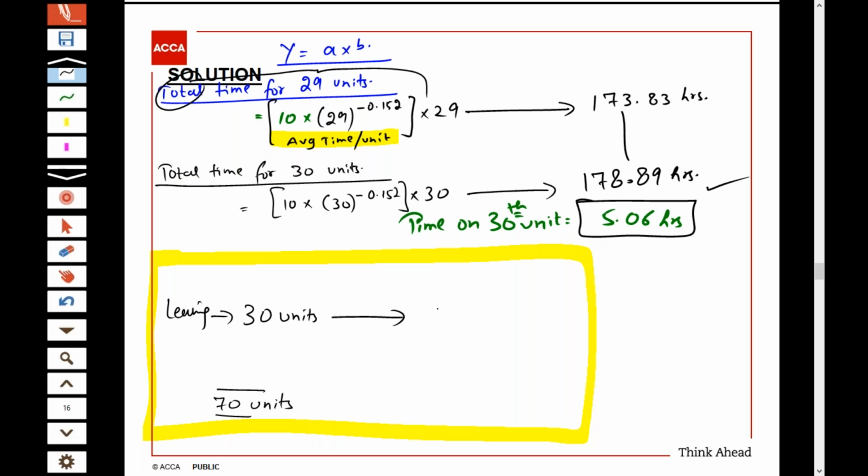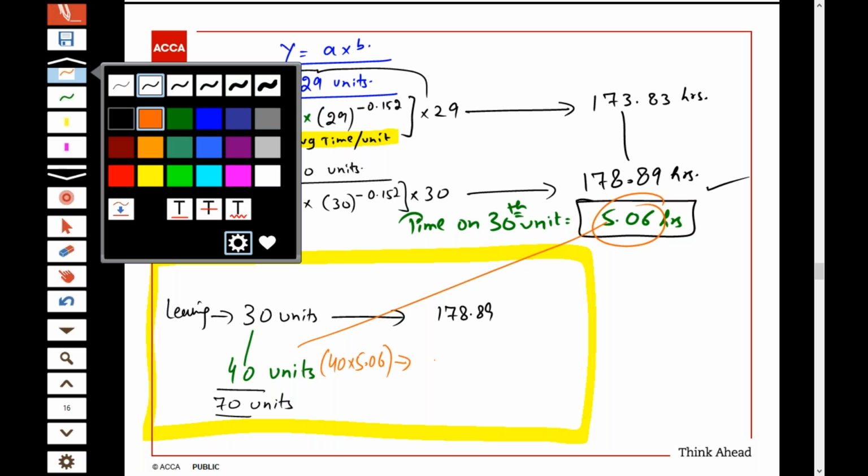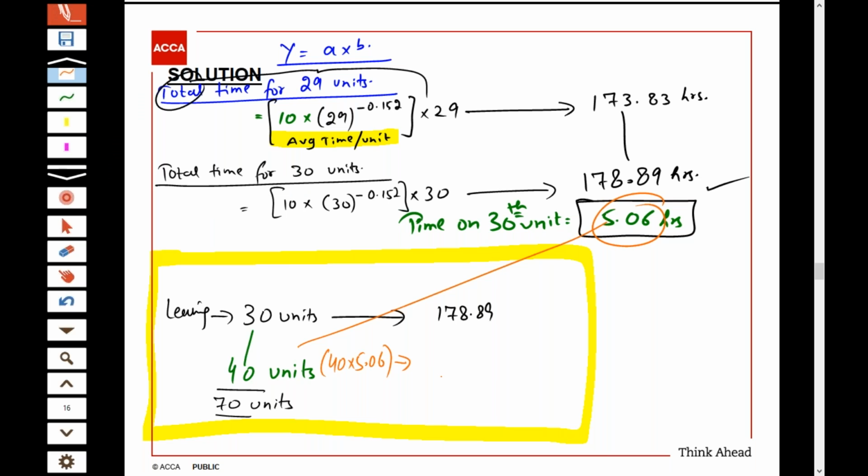Till 30 units the time is 178.89, and for the remaining 40 units, the time will become constant, and it will be 40 multiplied by 5.06, which is 202.4. So now the total time will be 381.29.